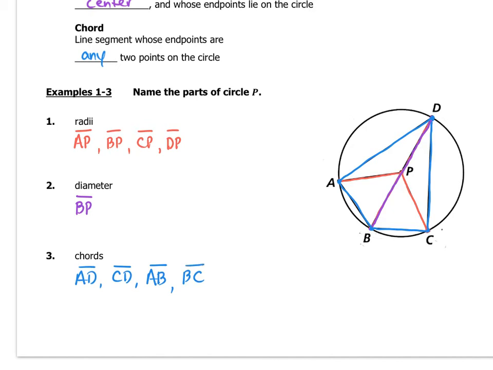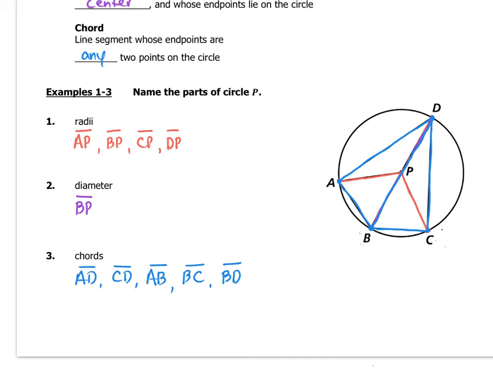There is one more chord on the circle that may not be obvious right away, but the diameter itself is also a chord. The diameter from B to D is a chord because, again, it has endpoints that are on the circle. So the diameter itself can be a chord.